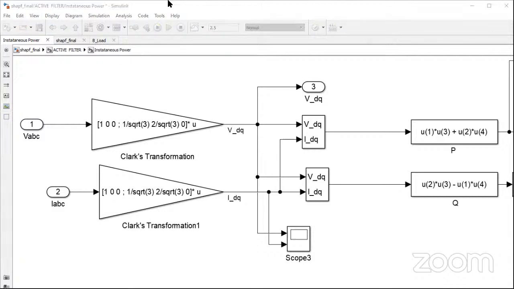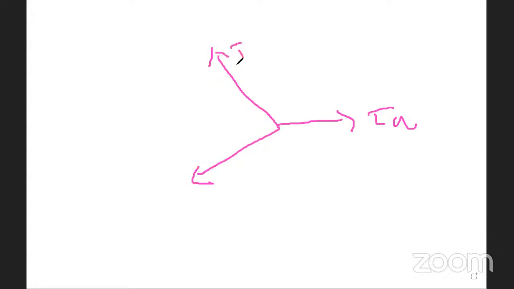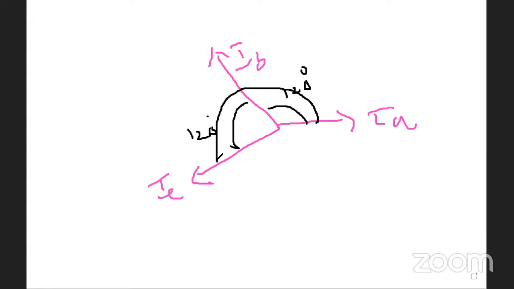How we are representing these things: you can consider this is IA, and then IB and IC. Here A to B is 120, B to C is 120, and if you take from here to here it is 240, right? So each phase we are maintaining 120 degrees, 120, 120.